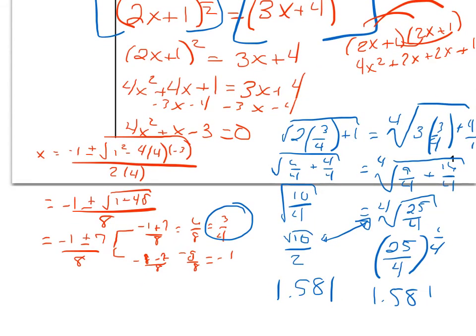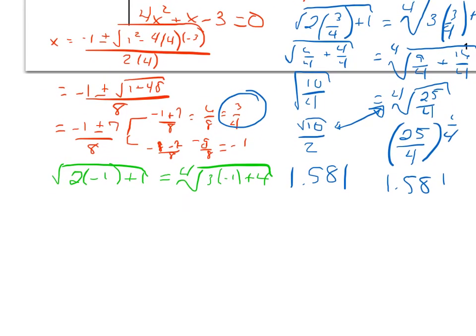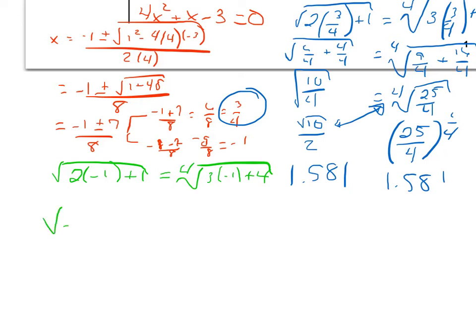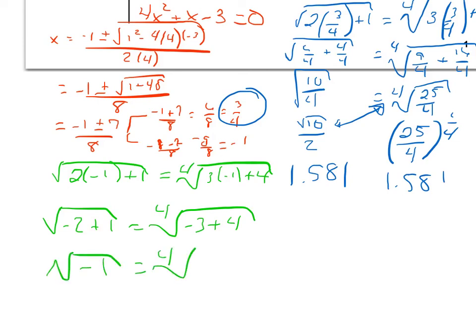So let's see if I can move it up enough to see what my original problem was. So I will get the square root of 2 times negative 1 plus 1. Does that equal the fourth root of 3 times negative 1 plus 4? Well, that gives me the square root of negative 2 plus 1. Does it equal the fourth root of negative 3 plus 4? I can already see that this is not going to give me a real solution, because I'm going to end up with the square root of negative 1, which is not a real solution, and the fourth root of 1, so that will not work. So 3 over 4 is my only solution.